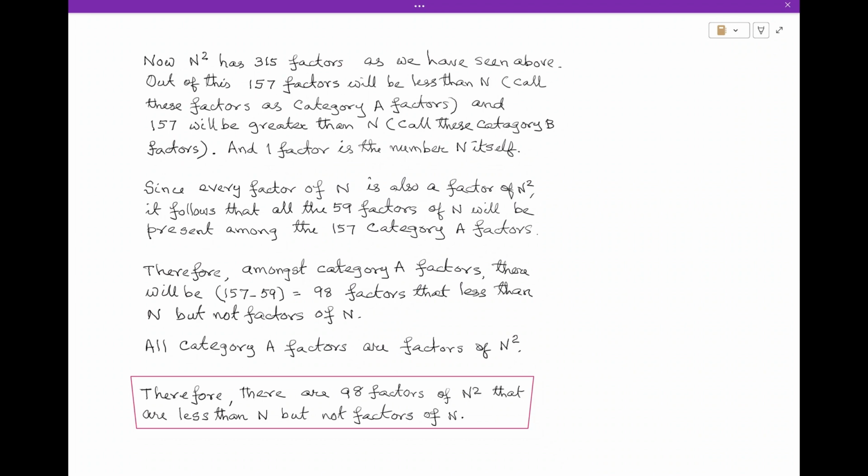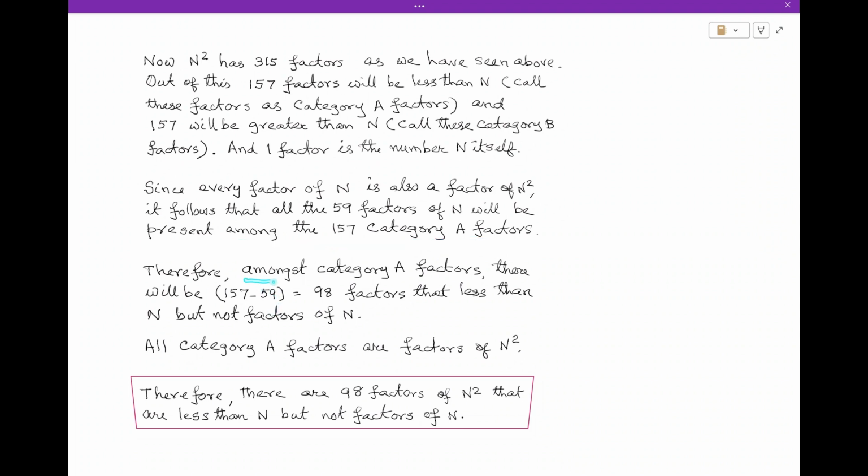Since every factor of n is also a factor of n square, and as you have seen n has 59 factors excluding n, it follows that all the 59 factors of n will be present among the 157 category A factors.